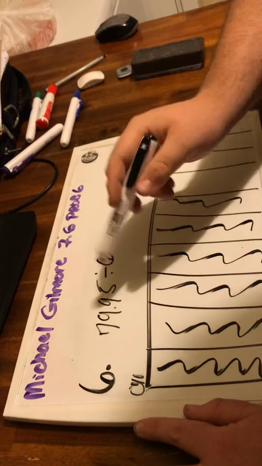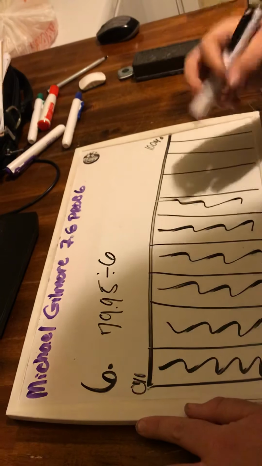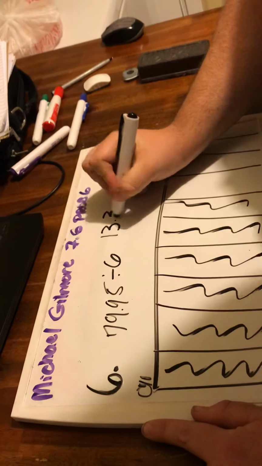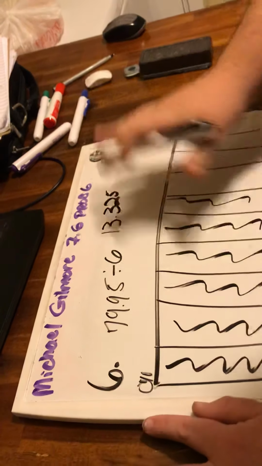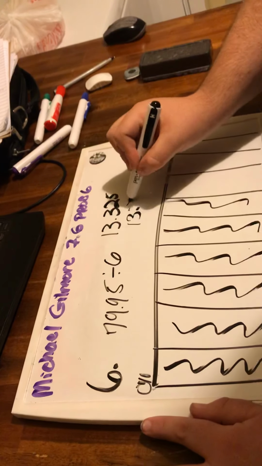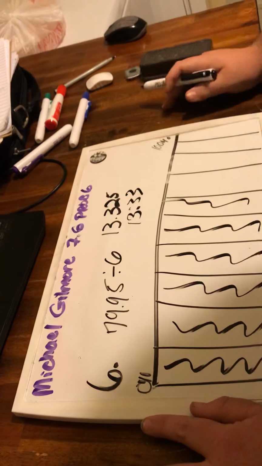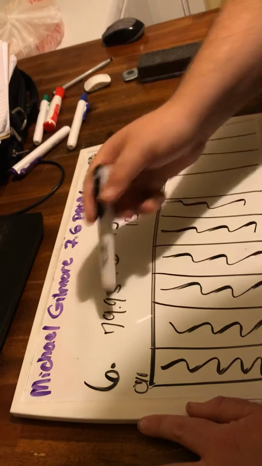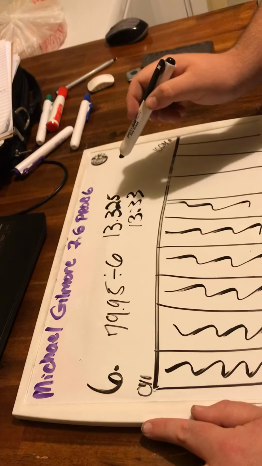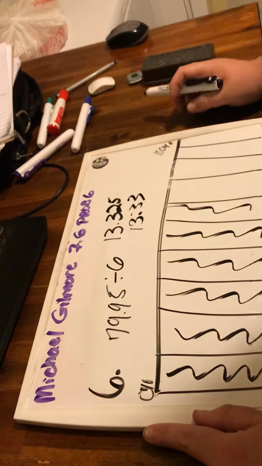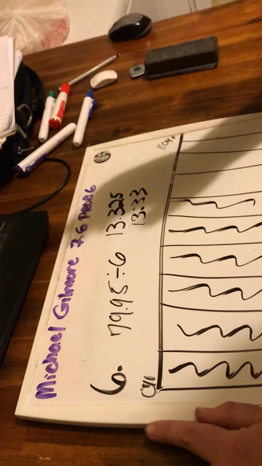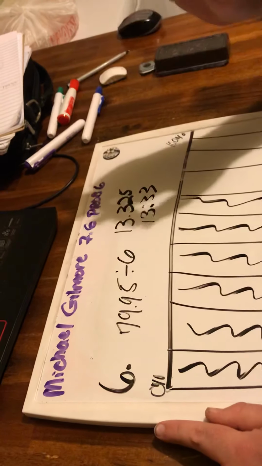When you divide 79.95 by 6, you're going to get 13.325. And for the sake of the equation, we're going to round that up to 13.33. And if you put that through the 6, you get 79.95 again. So we're going to take 13.33 and we are going to multiply that by 10.